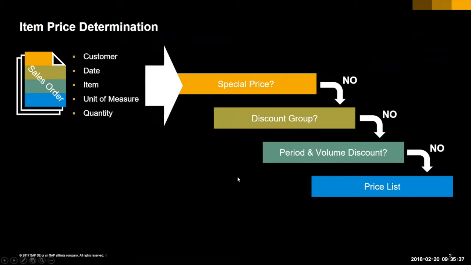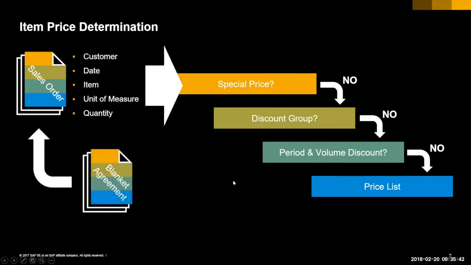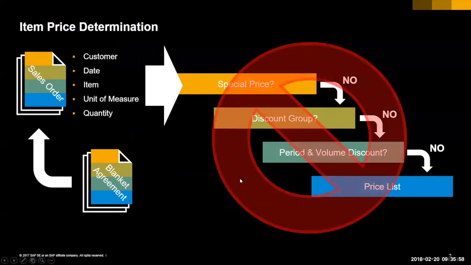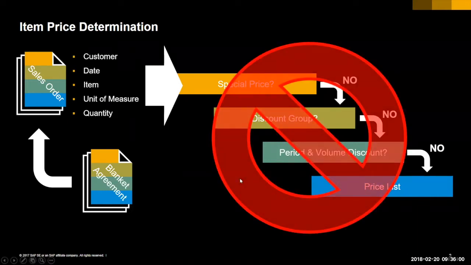The other area we're talking about today is blanket agreements. A blanket agreement can be a preceding document to a sales order if it's on the sales side of the system. There are a number of ways you can configure a blanket agreement, but if it is set up in a particular way, the blanket agreement can completely override the pricing hierarchy that the system has.